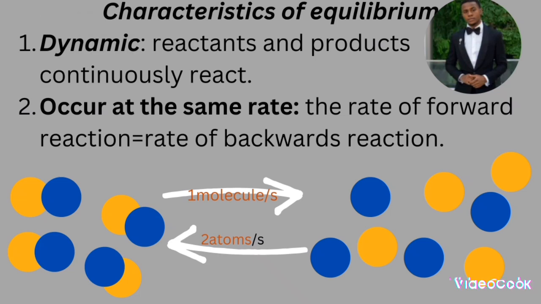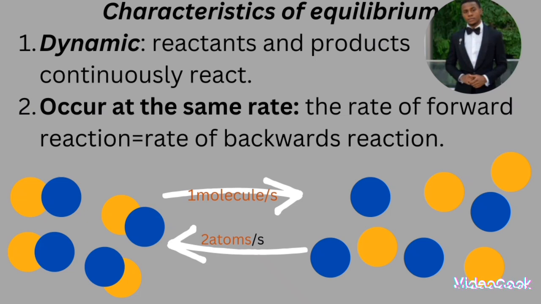Okay, now let's look at some characteristics of equilibrium reactions. Now, the first one is that these reactions are dynamic. So, what we mean by dynamic is that the particles of the reactants and the products are continuously reacting. So, it's going to seem as if nothing is happening, but in the actual case, the particles are interacting with each other, where while the products are reforming the original reactants, the reactants are also producing the products.